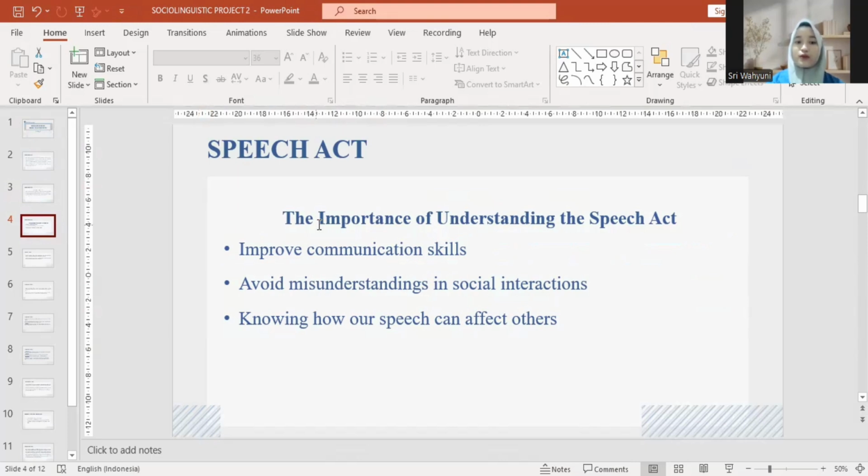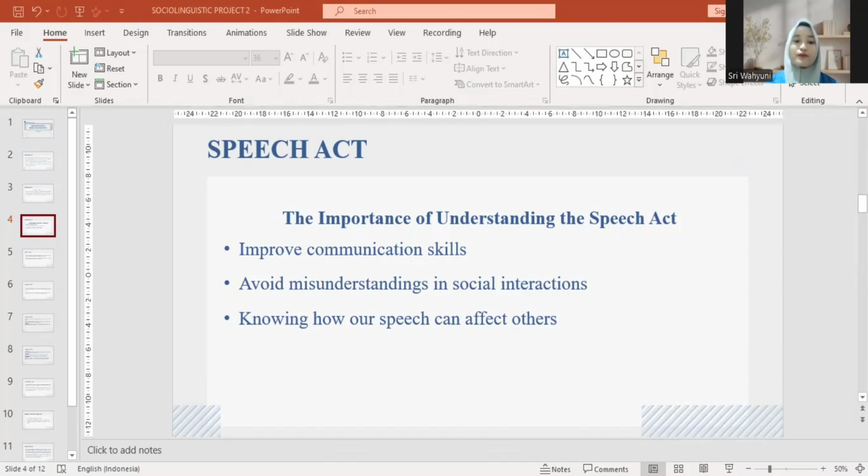Next is the importance of understanding the speech act. Besides understanding that a speech can be used to perform action rather than just convey information, there are several other functions of understanding speech act. First is improving communication skills. By understanding the speech act, a person not only learns how to convey information, but also understands how to convey an intention appropriately according to the context.